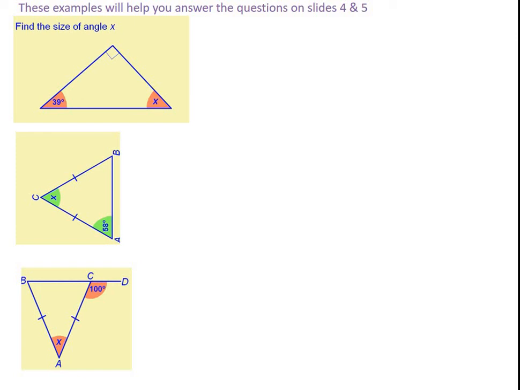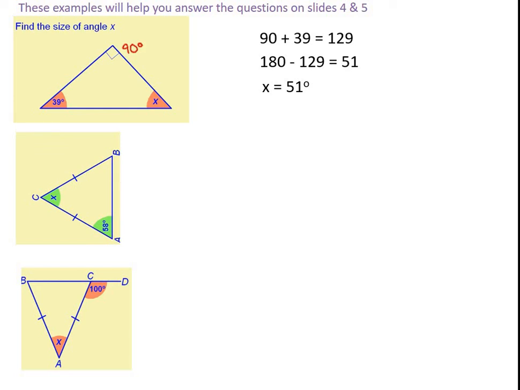Here are 3 examples that will help you answer the questions from slides 4 and 5. The first example is a right-angled triangle. I can recognize it from that square, so I know this angle is 90 degrees. I've been asked to find x, so if I add 90 and 39 together, this gives me 129. And because angles in a triangle always add to 180 degrees, if I take away 129, I now know that x is 51 degrees.